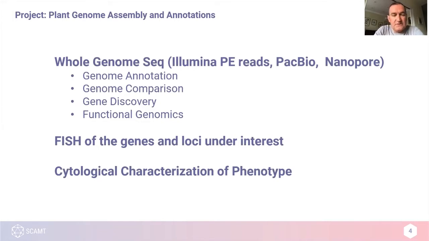We use it, as I told you, for genome assembly, for genome annotation, identifying different genome features, and genome comparison for comparative genetics, and we discover new genes and use them for functional genetics. Also, we apply fluorescence in situ hybridization of genes to physically locate loci and genes on the chromosome of interest. And of course, we do phenotyping of the lines which we study.